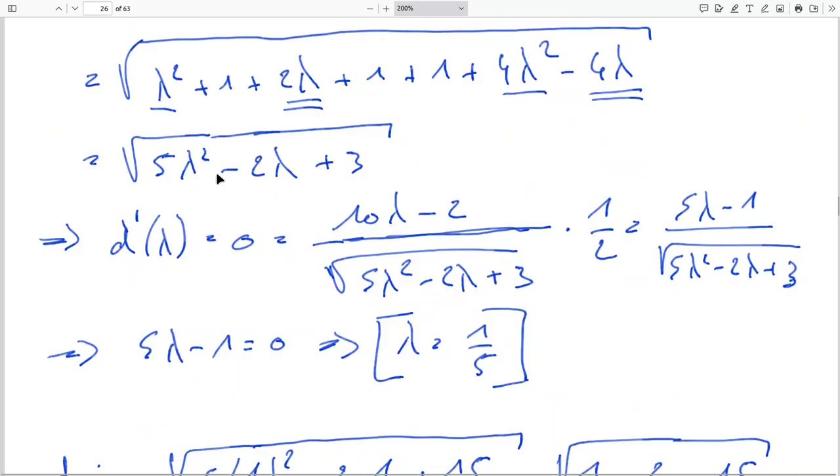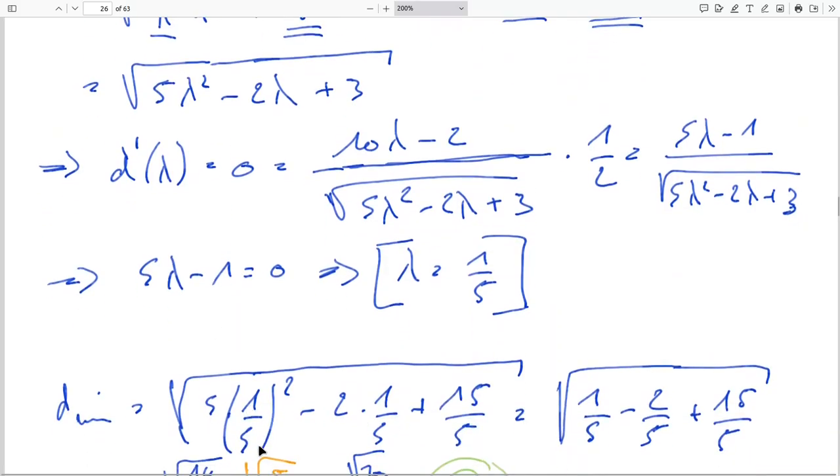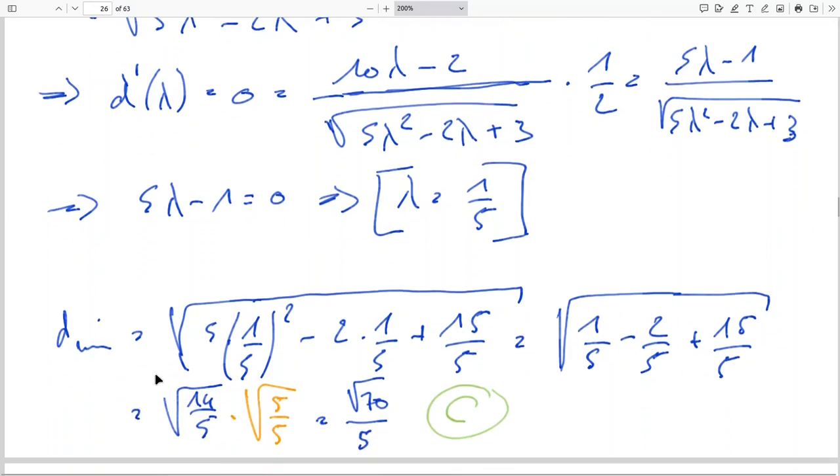So we get 5 times lambda squared, so 5 times (1/5) squared, minus 2 lambda, that's minus 2 times 1/5, plus 3, which is 15/5. So that's 1/5 minus 2/5 plus 15/5. That's 14/5, and the root of course, everywhere the root of this thing. So you end up with the root of 5 in the denominator.